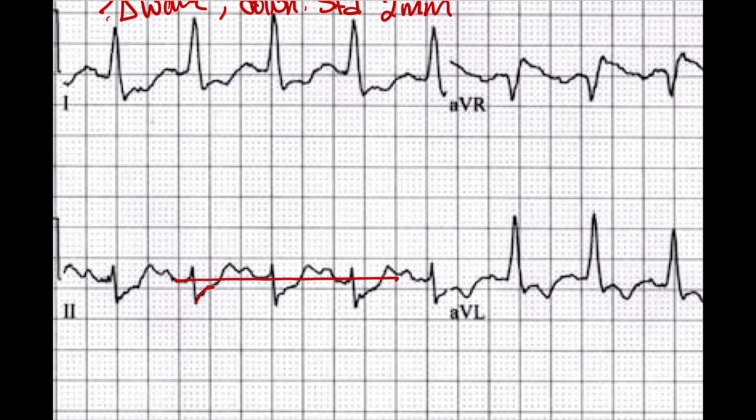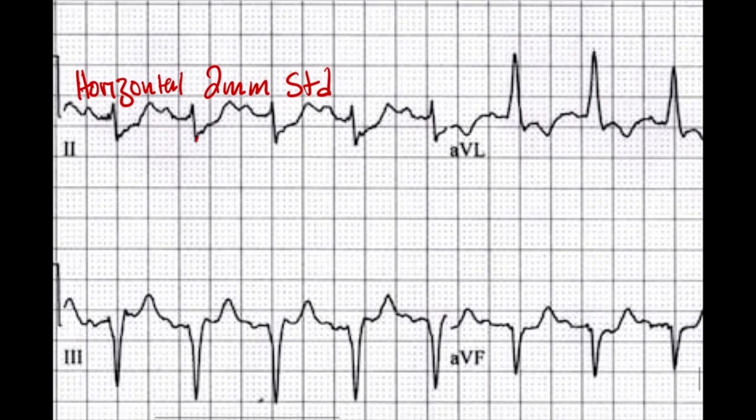So there's our J point. So we have horizontal 2 millimeter ST depression in lead 2. And we have upright T waves, which we would expect. So perfect. Moving on to lead 3.